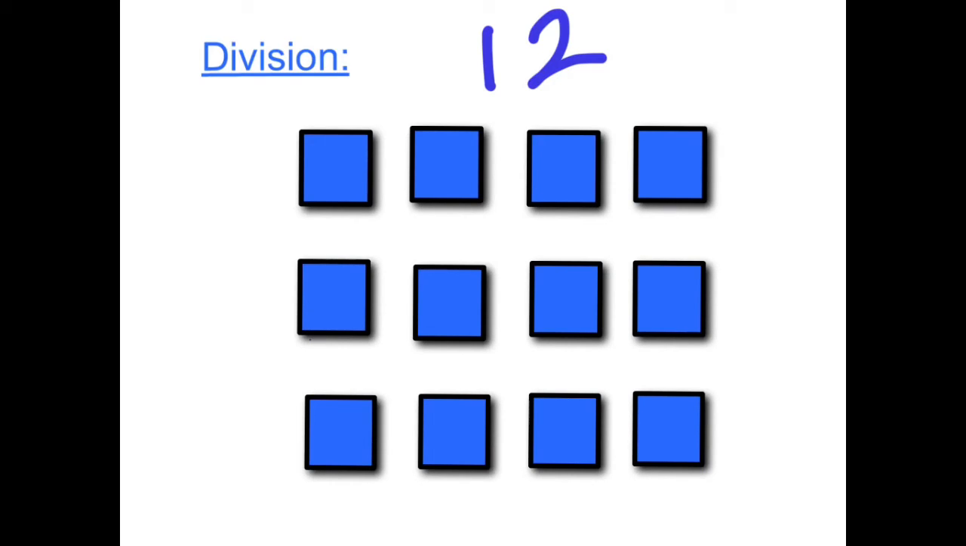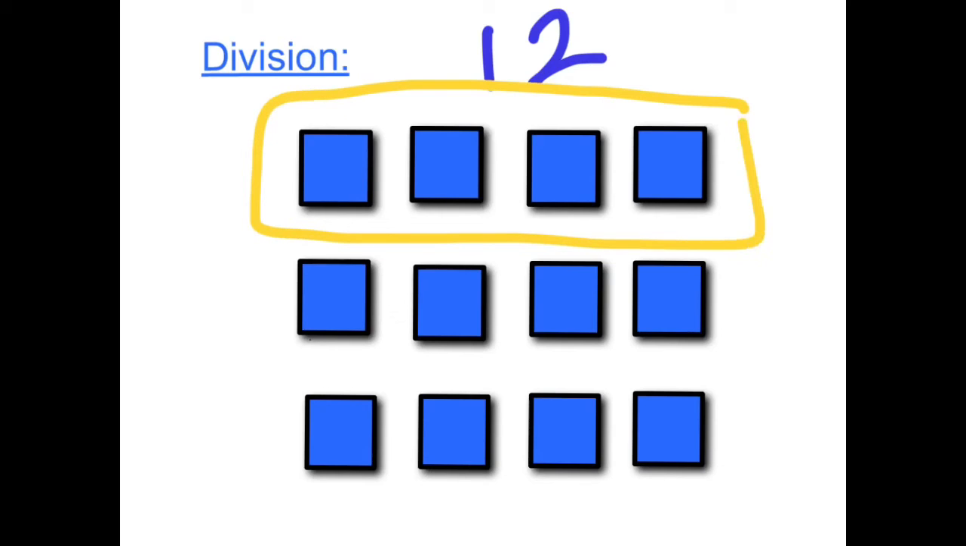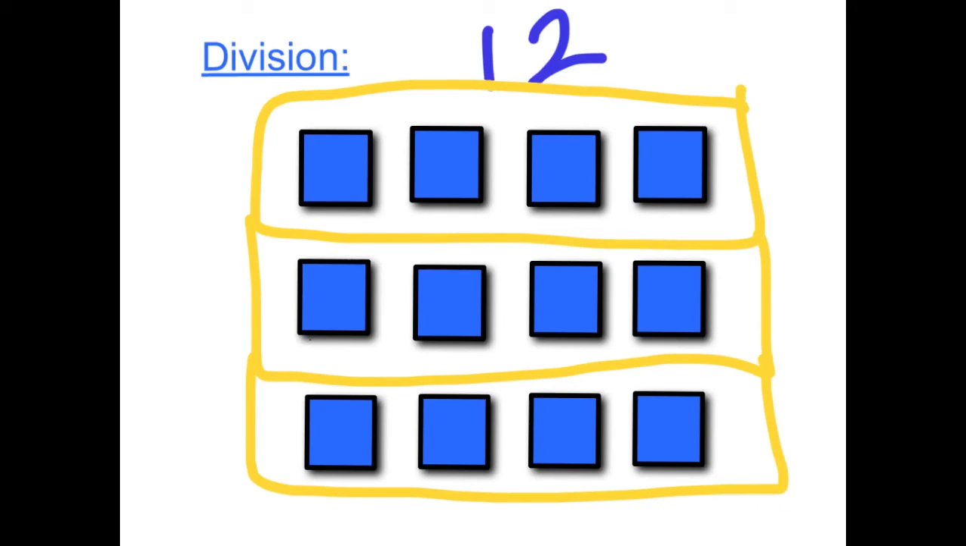So we're going to start with 12 here, and instead of copying the groups, we're going to split them into 3 equal groups. So 1 group, 2 groups, 3 groups. And I'll label this as divided by 3, and then we can just label that our final answer is 4, to note that in each group there are 4 boxes when we divide 12 by 3.